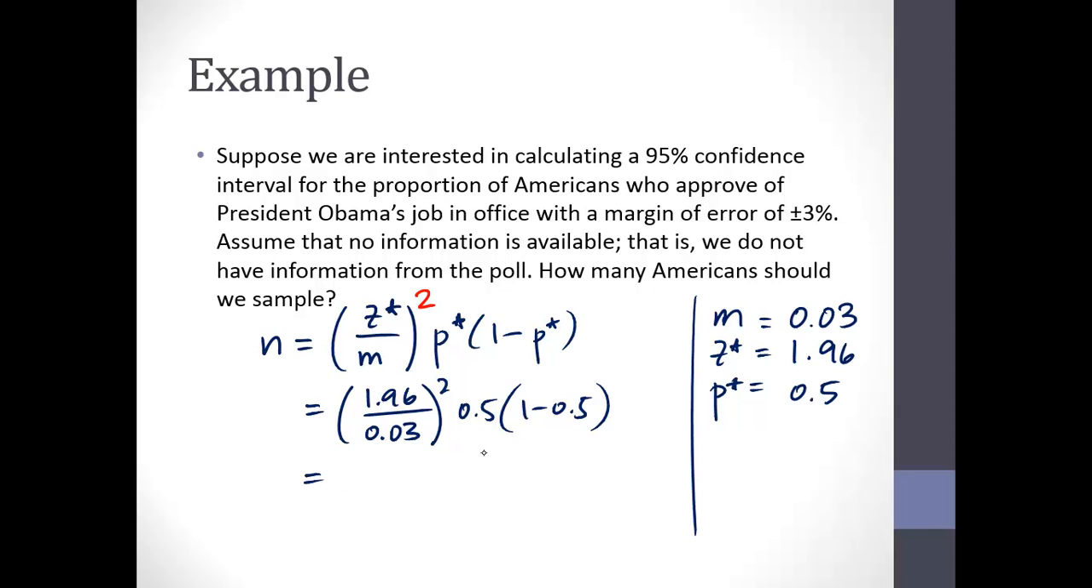If you enter that in, you'll get 1067.1. So I actually need a sample size equal to 1,068. So again, if I want my estimate of the approval rating to be within plus or minus 3 percentage points, I need to talk to 1,068 people. That's a lot of people.